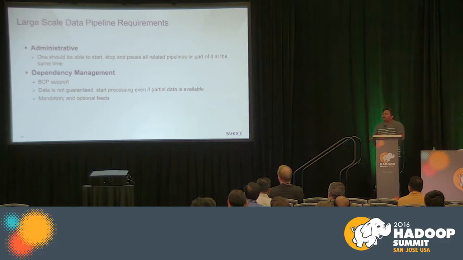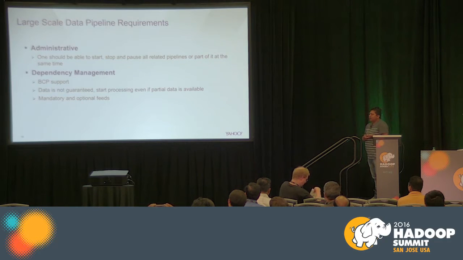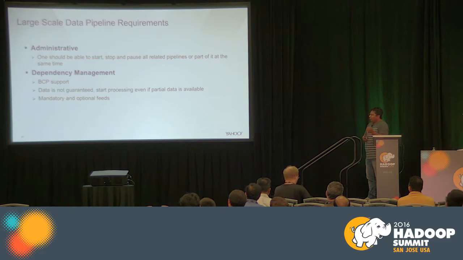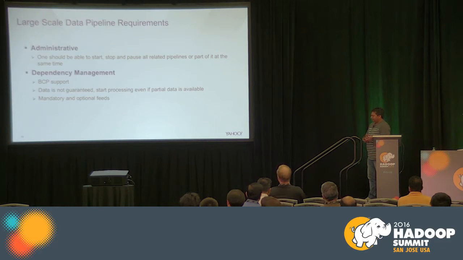Let's look at some of the requirements for the data pipeline. First is the administrative: one should be able to start, stop, pause the whole pipeline or a part of it. If you look at dependency management, it should be able to support BCP. Sometimes the data is not guaranteed, so it should be able to support partial execution. We might have a case where you want to support mandatory and optional feeds.